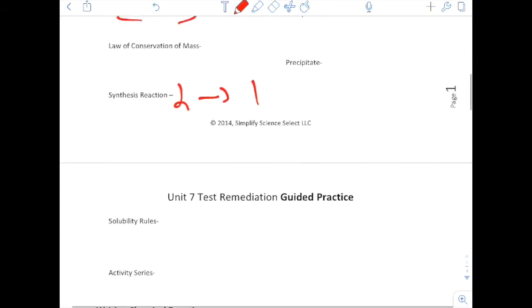Solubility rules. Solubility rules are given to you on your formula chart, and they tell you if something is soluble, meaning it can dissolve, or insoluble, and it cannot dissolve. Then lastly, activity series. Activity series tells us the reactivities of metals or cations, and it goes from most reactive on top to least reactive on bottom.